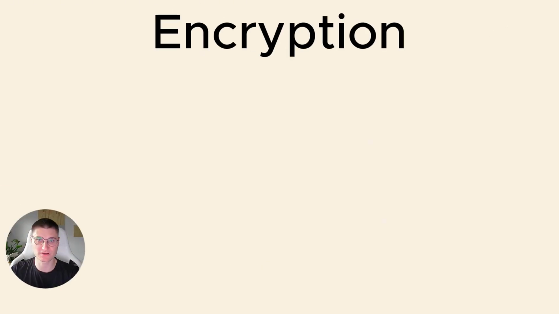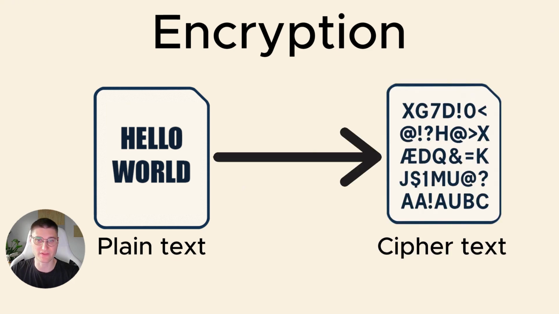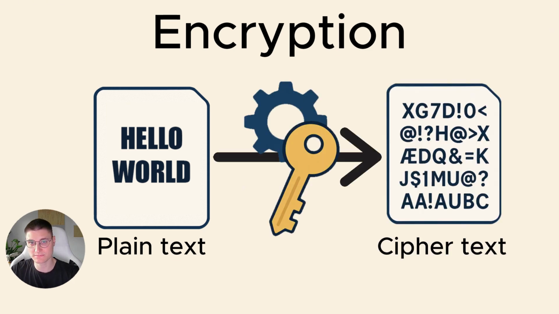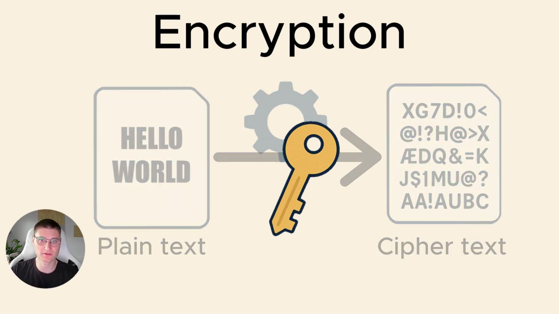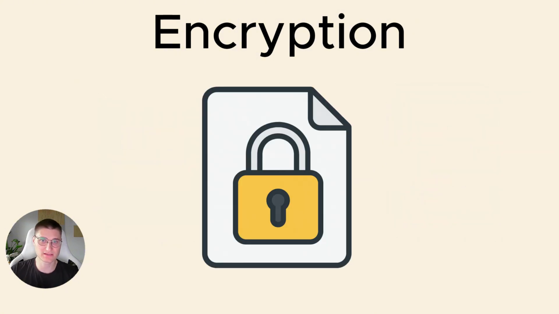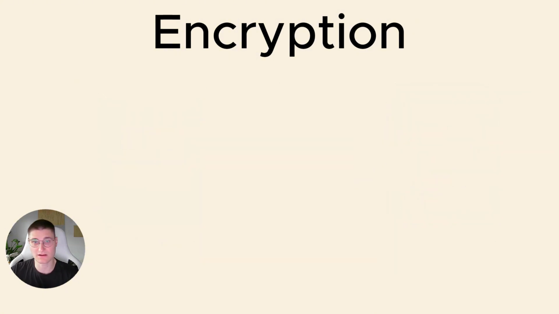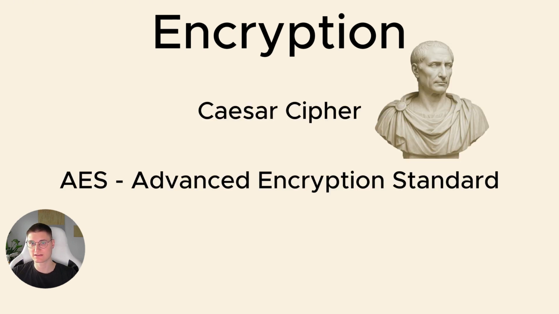Encryption is a process of transforming readable data, plain text, to unreadable data, ciphertext, using a specific algorithm and a secret key. Without the correct key, encrypted data cannot be decrypted back to its original form. Encryption is mainly used to protect data from unauthorized access. There are many encryption methods, from very simple ones to advanced cryptographic standards. Some examples of encryption are Caesar cipher, AES, and RSA.